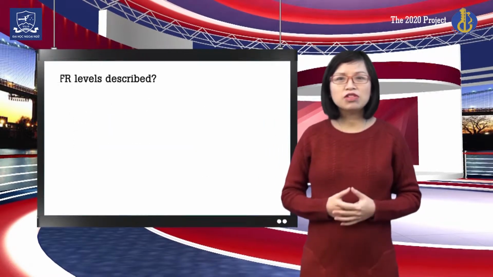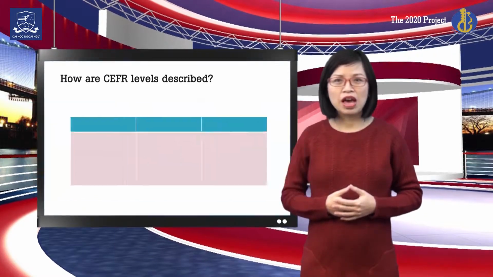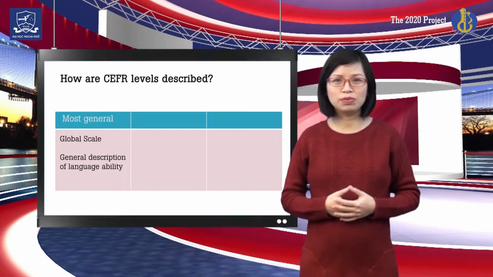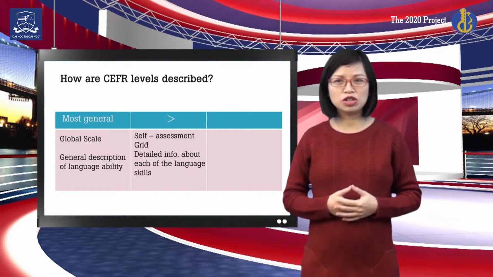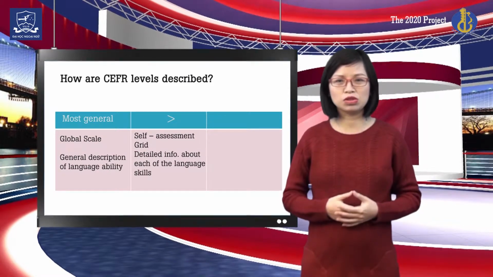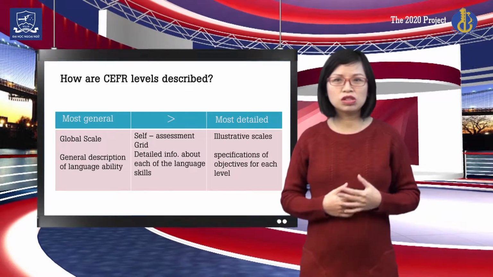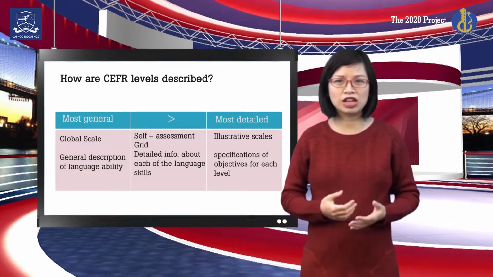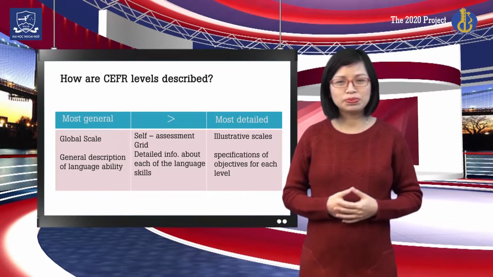You can find a lot of documents about descriptions of CEFR levels. As you may see on the slide, the most general one is the global scale. The self-assessment grid gives us more detailed information about each of the language skills. The most detailed one are the illustrative scales, which describe specifications of objectives for each level. We're going to talk about the global scale in this video.